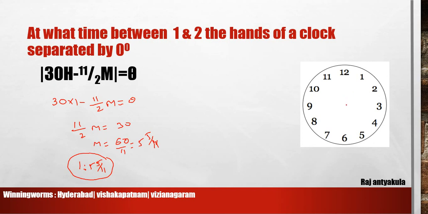Here, how will you write? Coincidence means at 1 5 I have to get both the hands to coincide. So 1 5, write down 5 by 11. That's all. At 1 5 5 by 11 the hands of a clock will coincide.